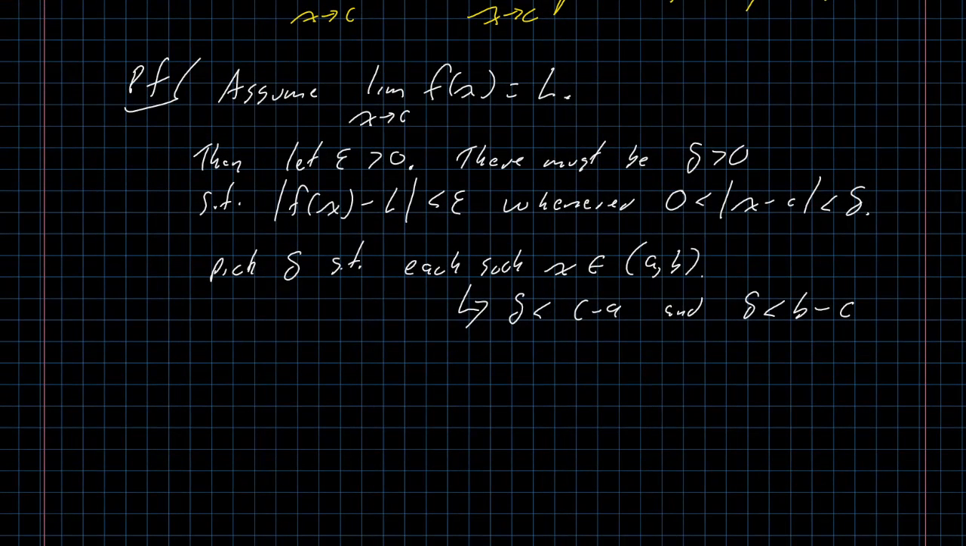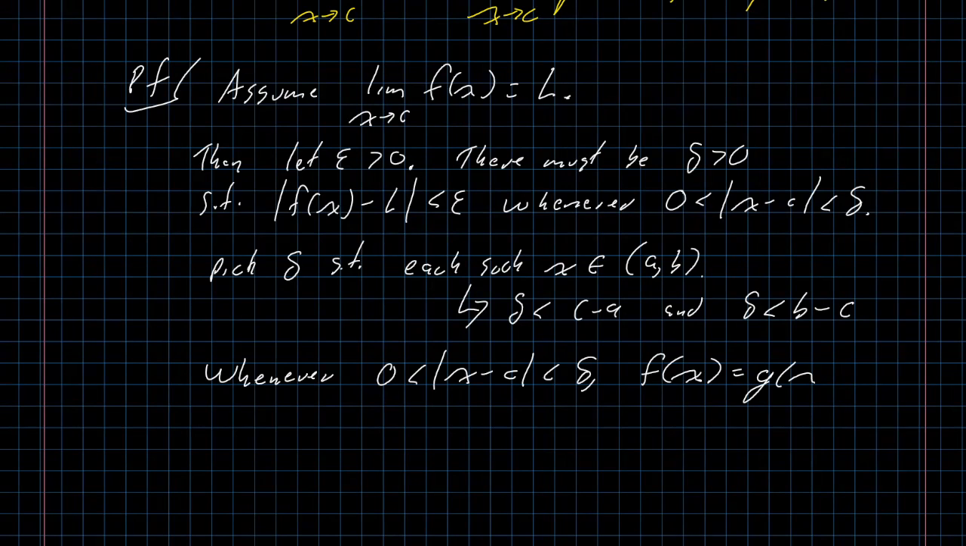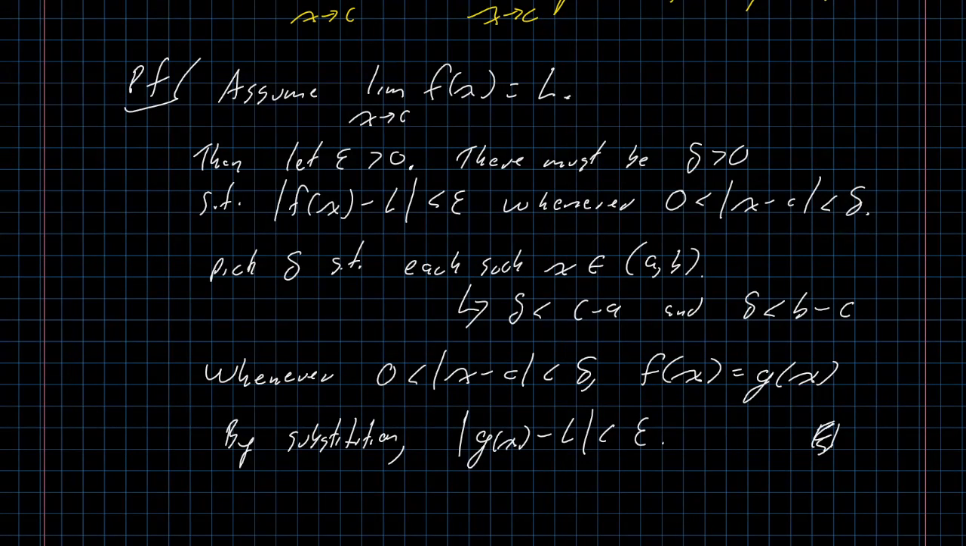But because of that, whenever 0 is less than the absolute value of x minus c is less than delta, it must be that f of x is equal to g of x, right? Except possibly at c, but again, that's why the 0 less than over here is a thing. And so by substitution, we can replace f of x with g of x, and we get that the absolute value of g of x minus L is less than epsilon, which is the definition of the limit of g of x is equal to L.